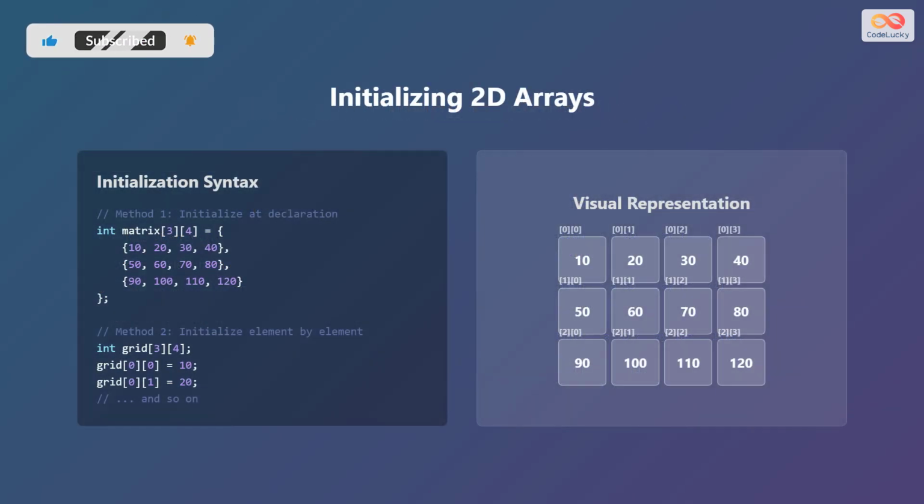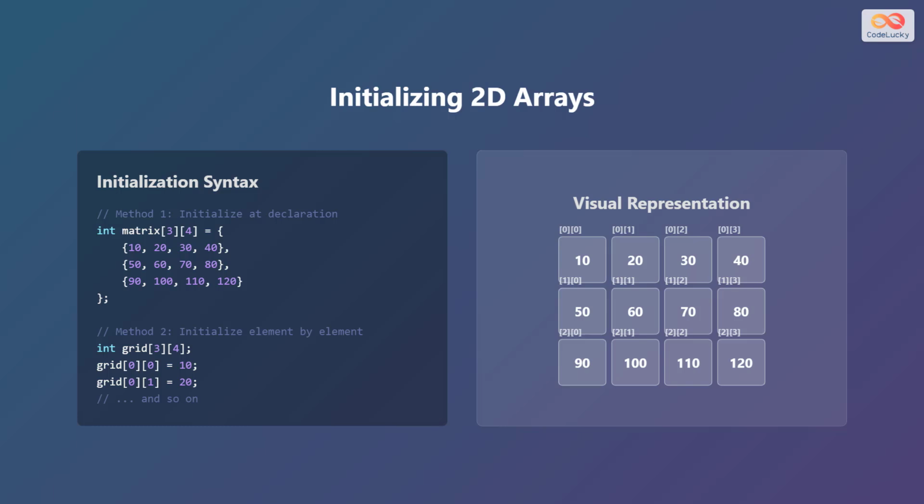Now let's dive into how to initialize 2D arrays in C++. There are a couple of common methods. The first method involves initializing the array at the time of declaration. You can directly assign values to the array elements within curly braces. For example, int matrix[3][4] = {{10, 20, 30, 40}, {50, 60, 70, 80}, {90, 100, 110, 120}}. This assigns the specified values to the corresponding positions in the array.